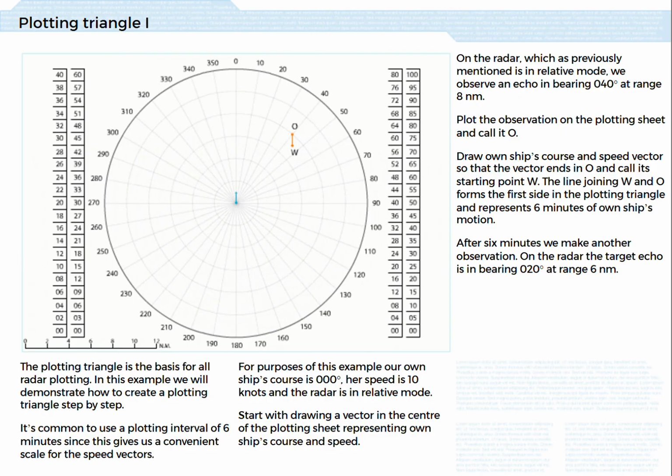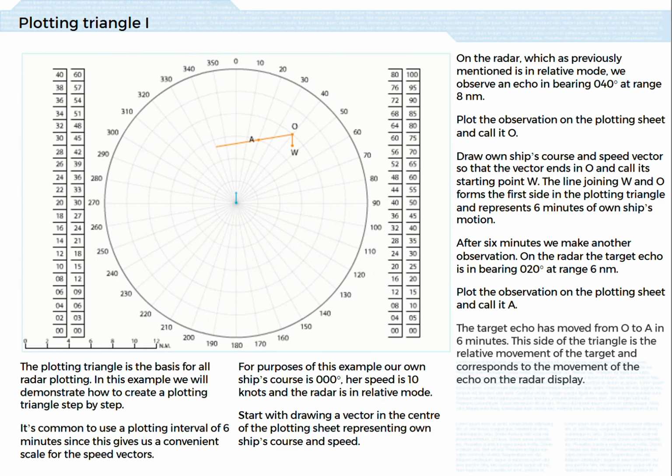On the radar, the target echo is in bearing 020 degrees at range 6 nautical miles. Plot the observation on the plotting sheet and call it A. The target echo has moved from O to A in 6 minutes. This side of the triangle is the relative movement of the target and corresponds to the movement of the echo on the radar display. Join points O and A and extend the line beyond point A.